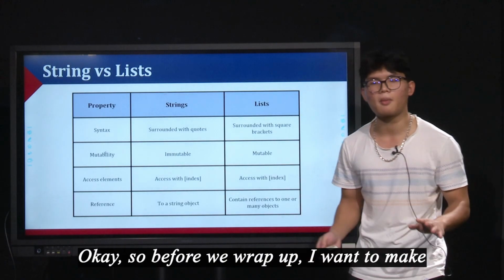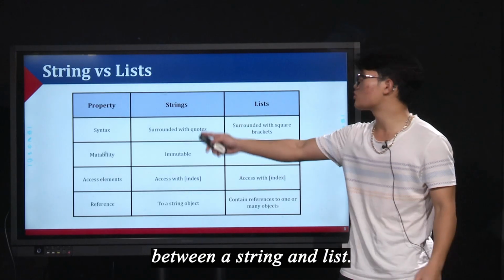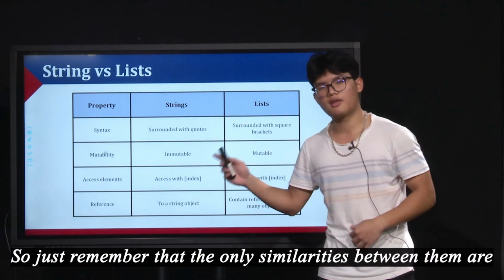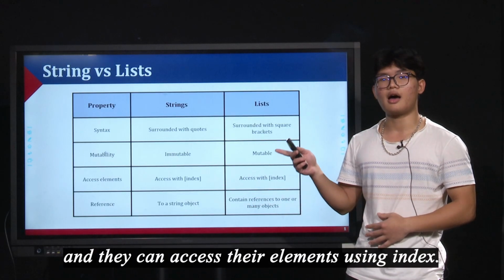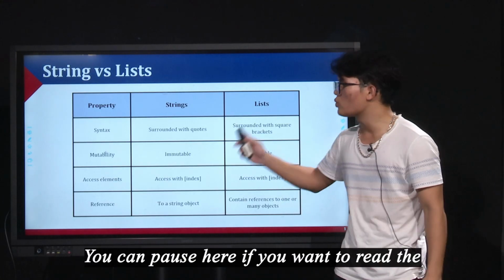Before we wrap up, I want to make sure that you understand how to differentiate between a string and a list. Just remember that the only similarities between them are that both of them are sequences, and they can access their elements using an index. The rest are all different. You can pause here if you want to read the table.